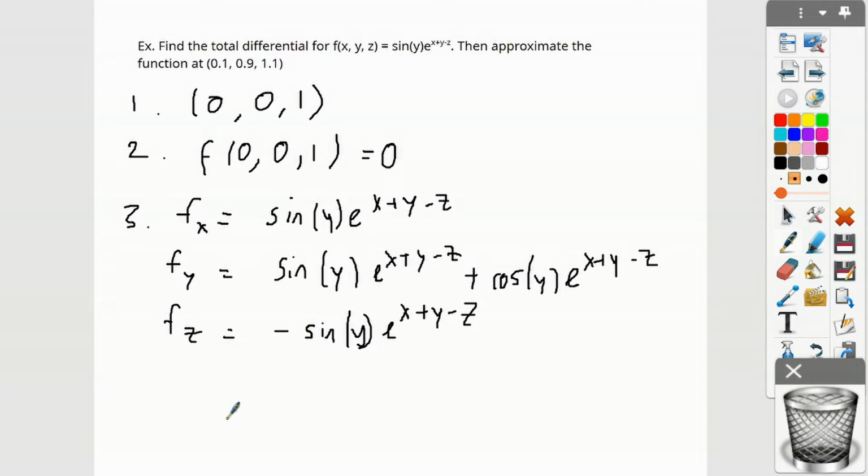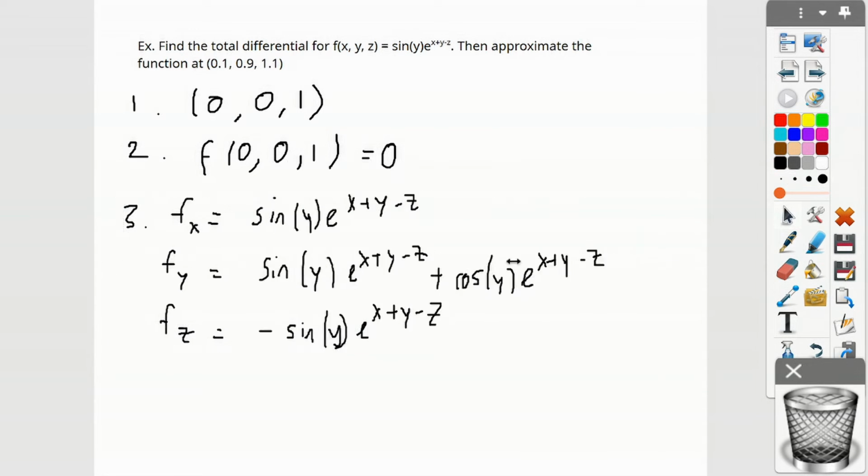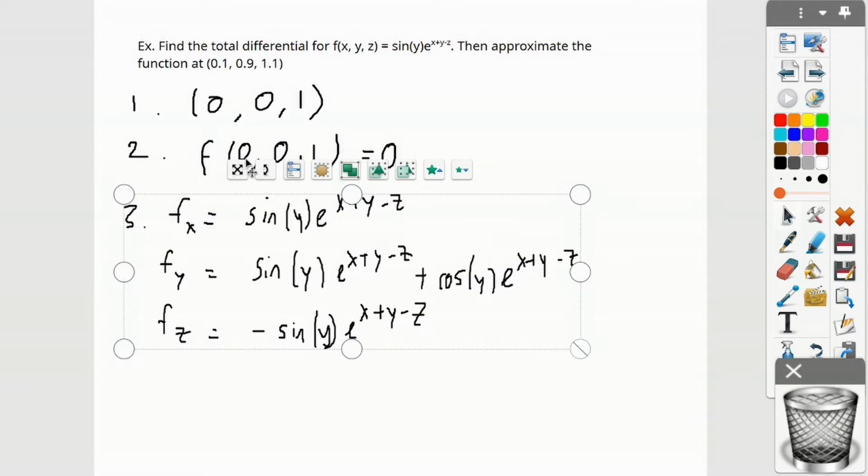So now what we're going to do is find f sub x, f sub y, and f sub z at 0, 0, 1. So I'm going to kind of squish this. Oh gosh, no, don't squish this.